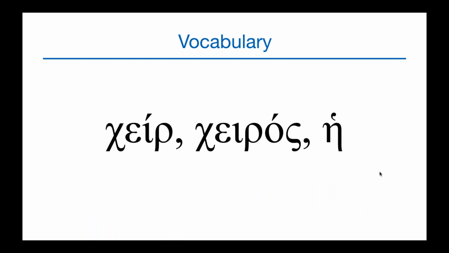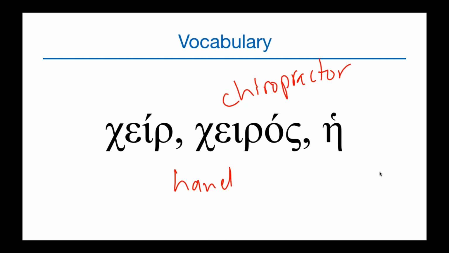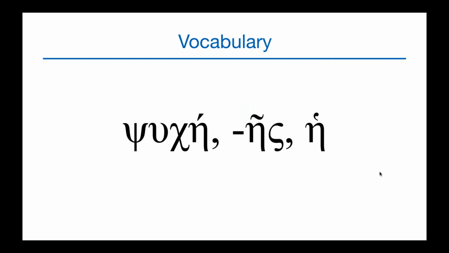Cheir, cheiros, is the word for hand. This is where we get the word chiropractor from. And last but not least, psyche. Psyche, usually we translate it as soul. It can also mean life. In certain situations, it can mean heart.